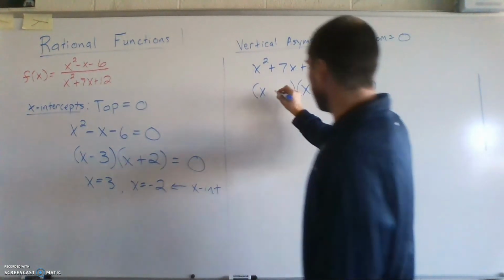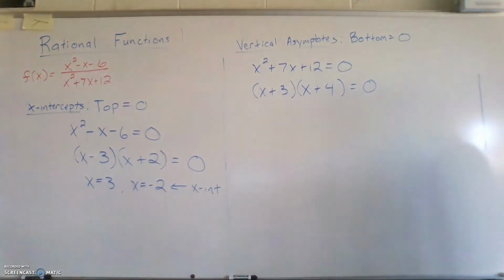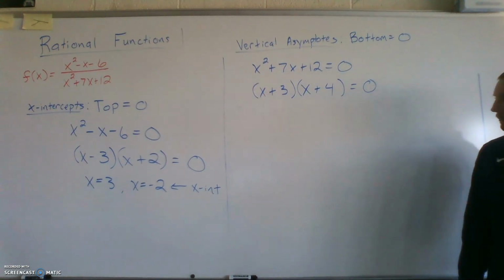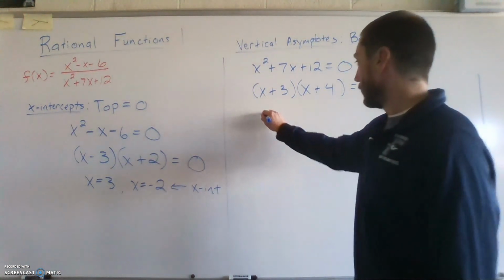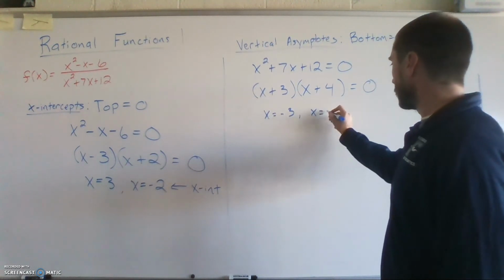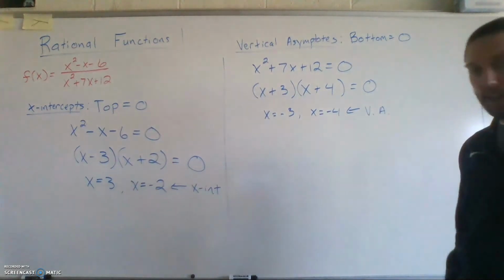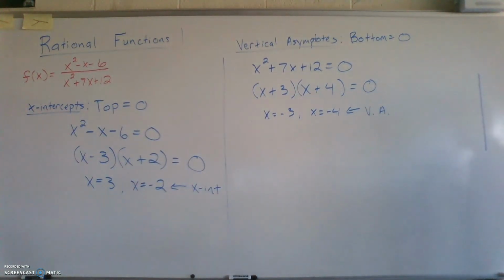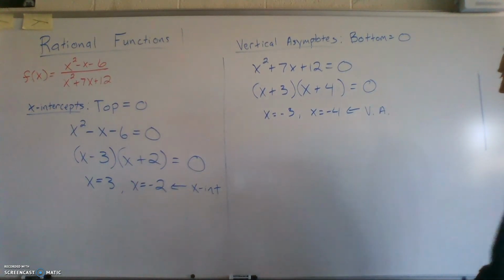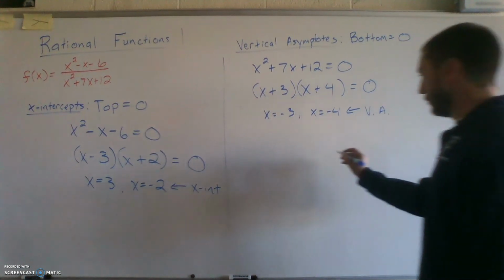All right, so I need two numbers that multiply to give me 12, that add to give me 7. That sounds like plus 3, plus 4. All right, sweet. So now I got to solve for x. So x equals -3 and x equals -4. These are my vertical asymptotes, my VAs. Right? So there we go. We're doing a great job here.